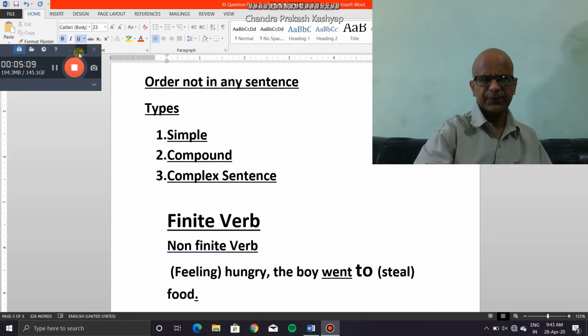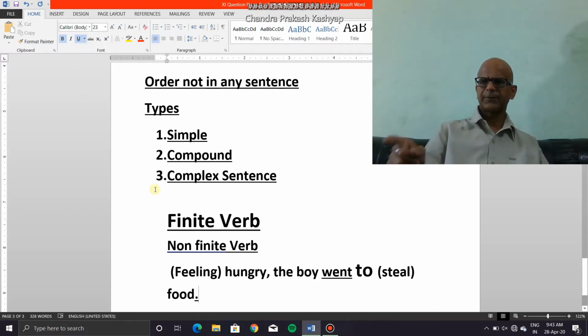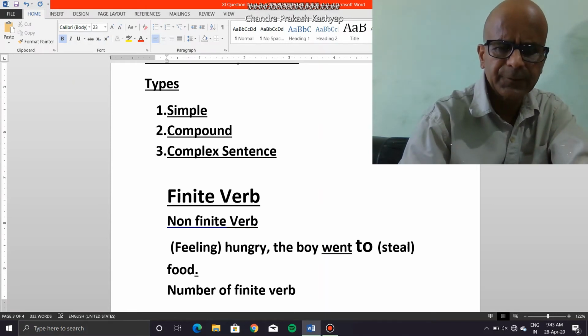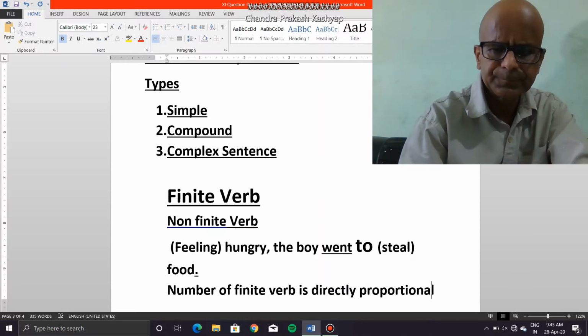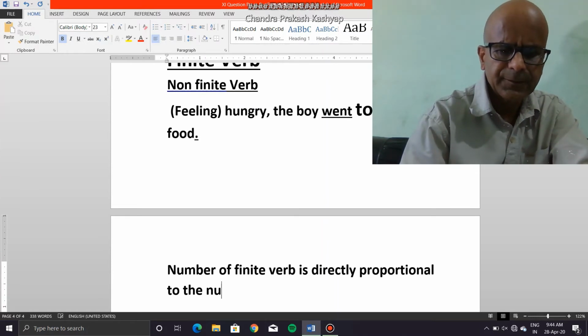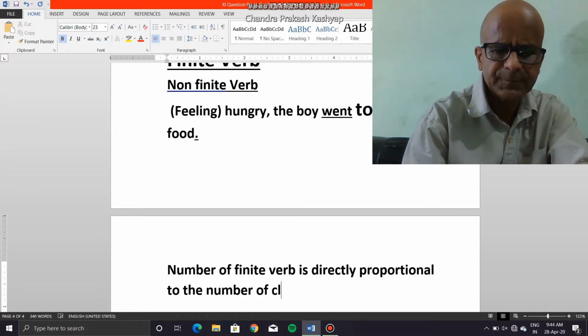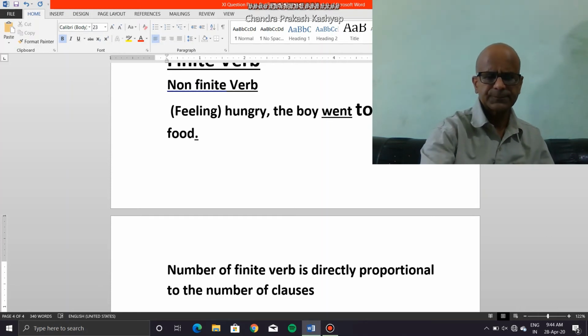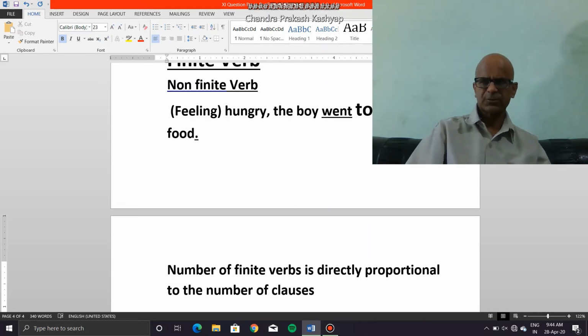Now, once I've learned to identify the finite verb, I'll be able to identify the clauses. Because the simple understanding is that the number of finite verbs is directly proportional to the number of clauses. So as many finite verbs, that many clauses. So one finite verb, one clause. Two finite verbs, that many clauses.